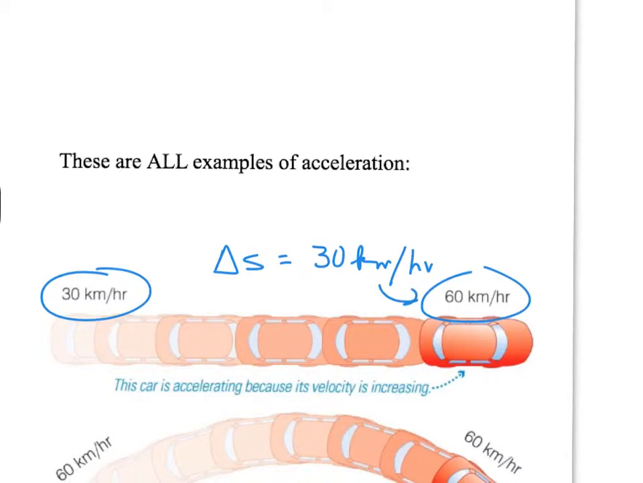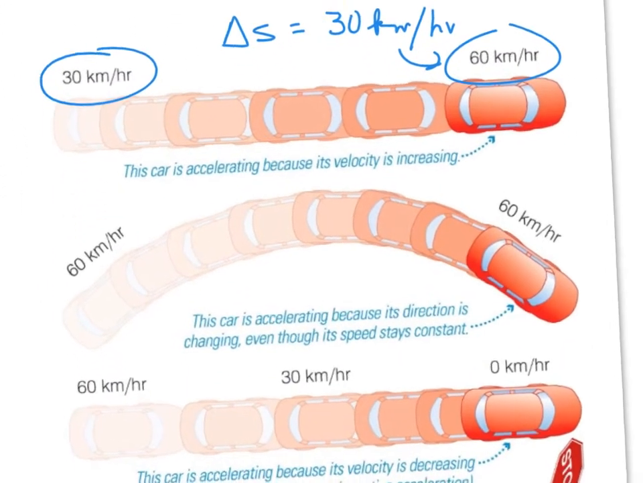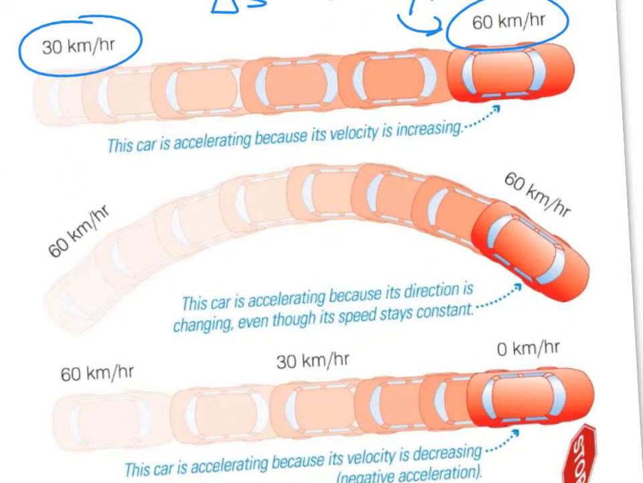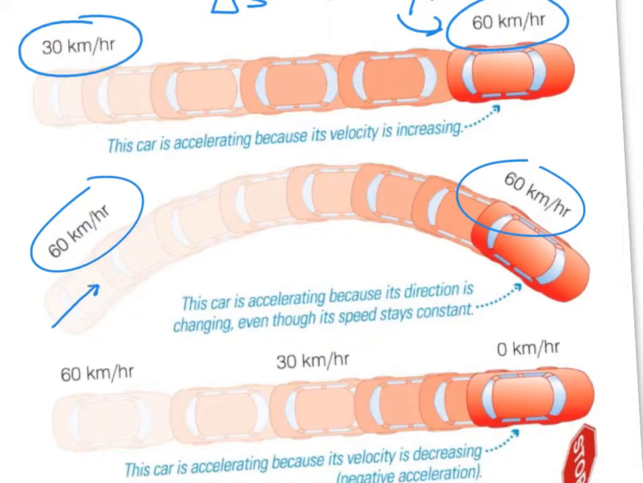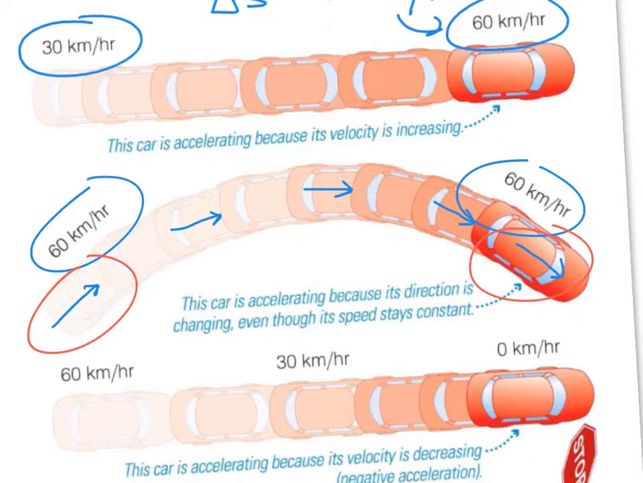The next one, notice that the car starts out at 60 and it ends at 60, okay? But what it's doing is changing its direction. If we were to draw an arrow down the middle of the car, it's going that way here, that way here, that way here. Can you see where those arrows are pointing in different directions? If you compare this arrow with this arrow, it has definitely changed directions.